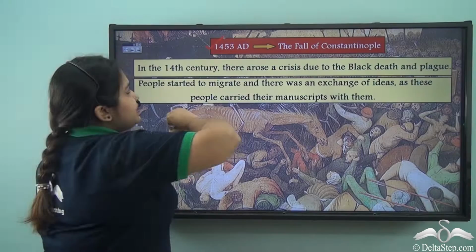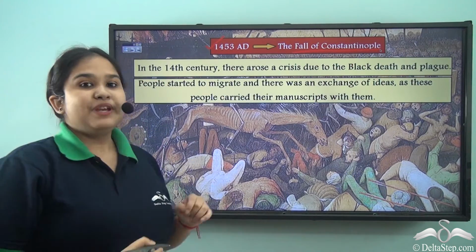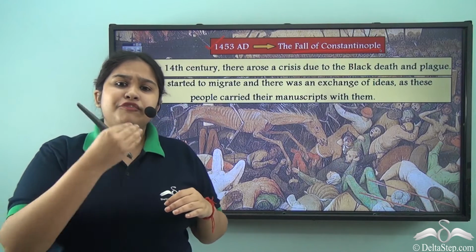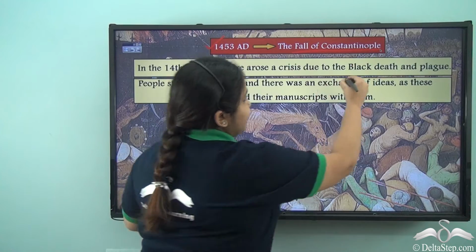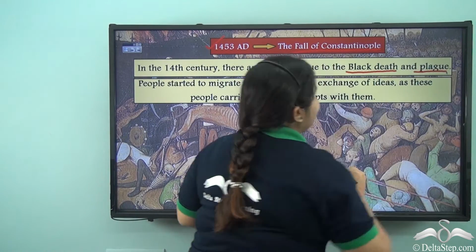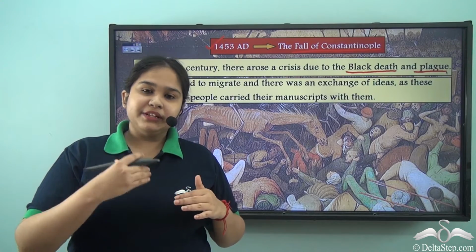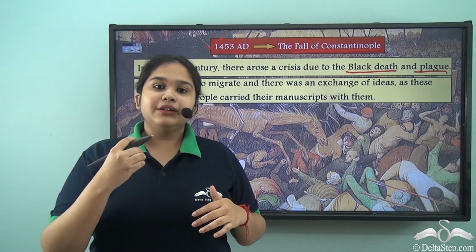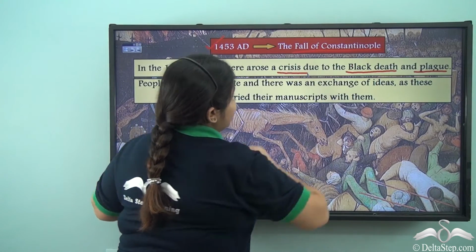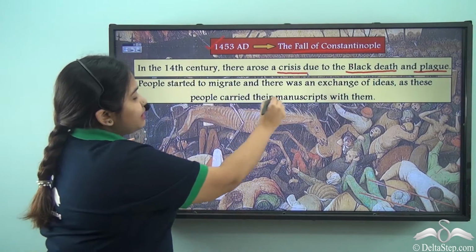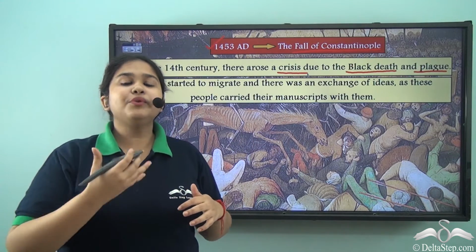Thus, in 1453 AD, when Constantinople falls, we see that this phase of turmoil continues, because Europe is hit with Black Death and plague. Now, Black Death and plague were almost very similar to the recent pandemic caused by COVID-19, right? People were dying, and there was a crisis that arose, right? And people, due to this crisis, started to migrate to various areas.